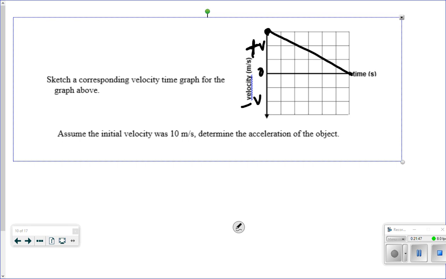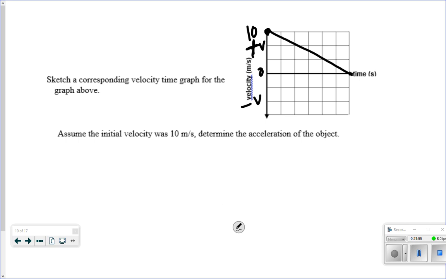So we're slowing down. And then it says, assume the initial velocity is 10 meters per second. Determine the acceleration of the object. So, okay, if this is 10 meters per second and this is 0 meters per second, and if I go back and take a look at my graph, I know that this is 10 seconds. My side parabola has an actual time of 10 on the axis. That's where I'm getting that number from, in case you're wondering.